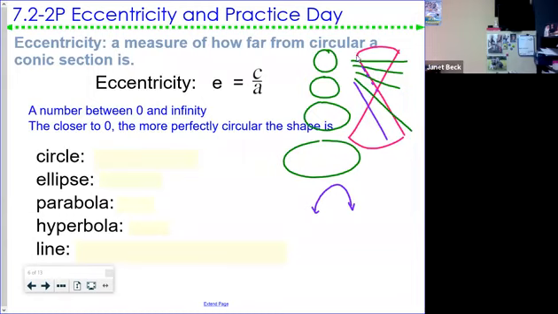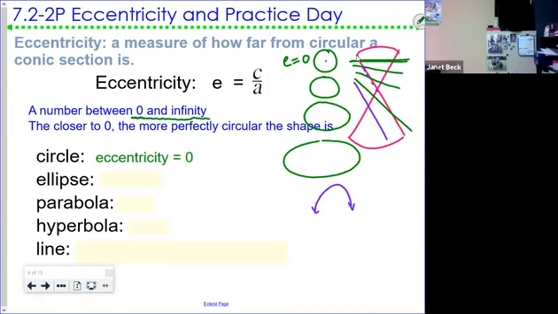So eccentricity is a measure of how far any of these curved shapes are away from being circular. Eccentricity is just a number that's anywhere from 0 to infinity. Obviously, the shape that is 0 distance from being a circle is a circle. This circle, cutting directly horizontally across there, would have eccentricity equal to 0, because there's no distance between it and a circle. The closer to 0 you are, the more perfectly circular the shape is.